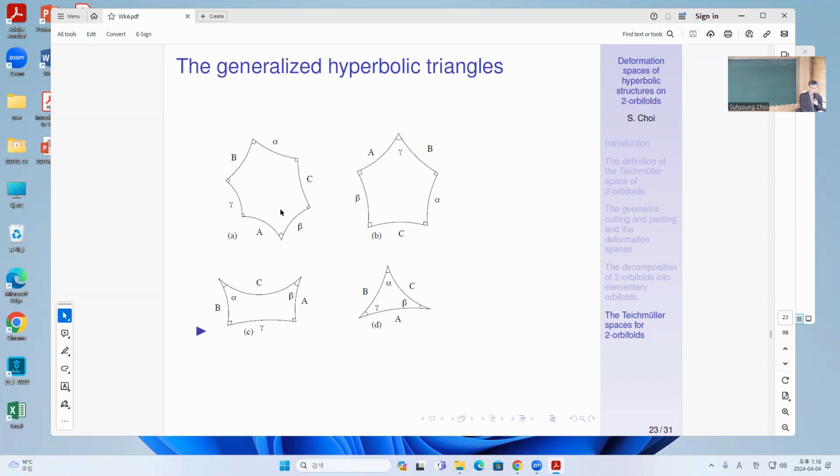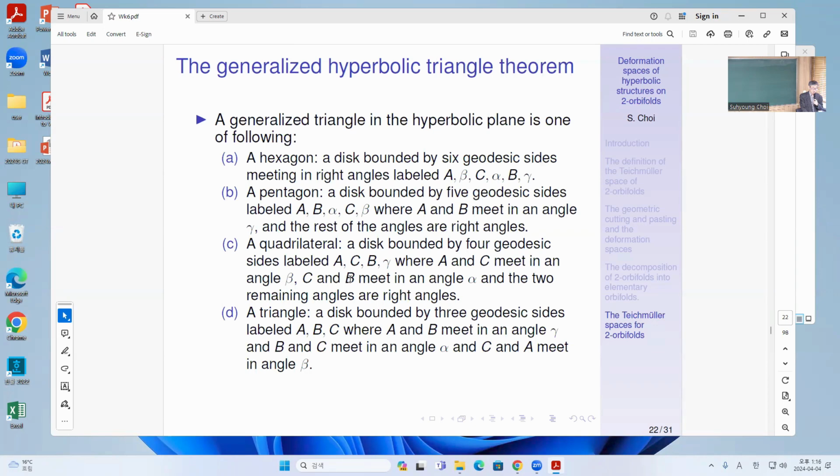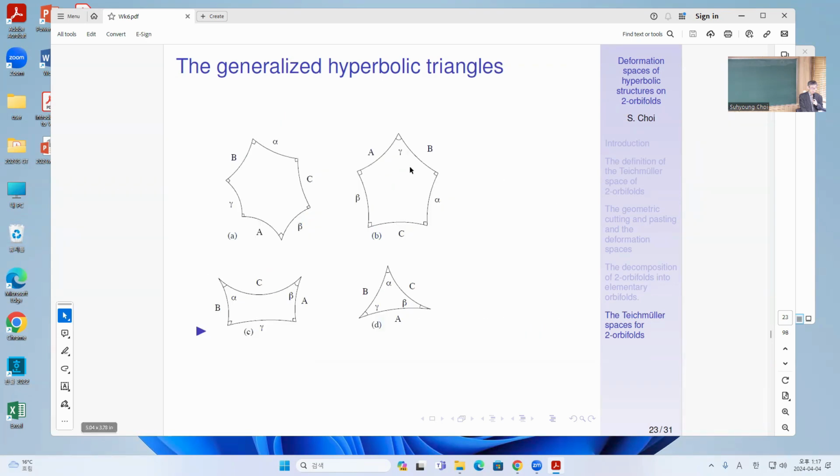You can deform gamma to gamma here and then so on. The next one is a quadrilateral disk bounded by four geodesic sides A, B, C, gamma, and then AC median angle beta and CD median angle beta. And the two remaining ones are right angles, and then the triangle is just the ones we already showed. So these are sort of a continuous family actually, right? You can kind of see that if you allow ideal angle and hyper ideal angle.